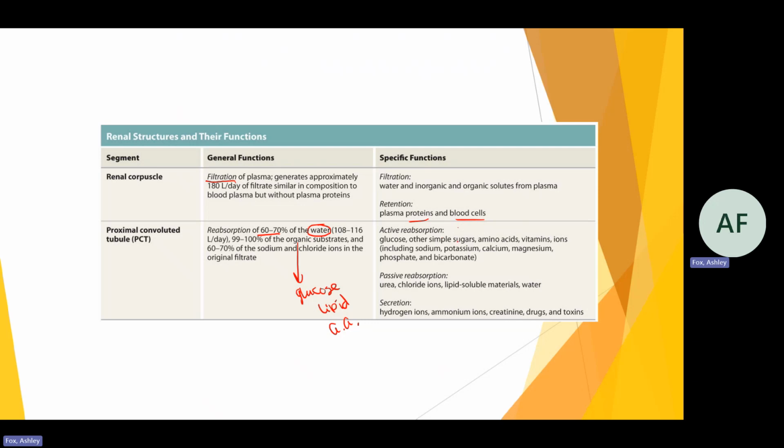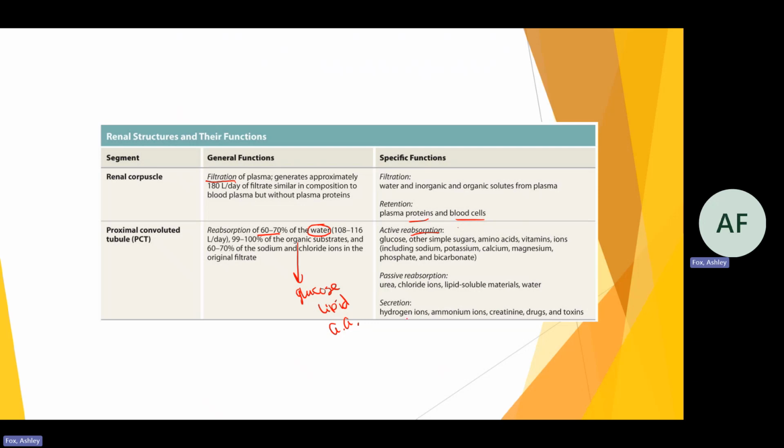So monosaccharides, amino acids, vitamins, ions, all sorts of stuff are going to be reabsorbed. And that's going to use energy. We also have passive reabsorption. We may reabsorb some urea to help with gradients in specific areas, but we'll secrete it too. Chloride ions and lipid soluble materials can just go through the plasma membrane. Water is another one.